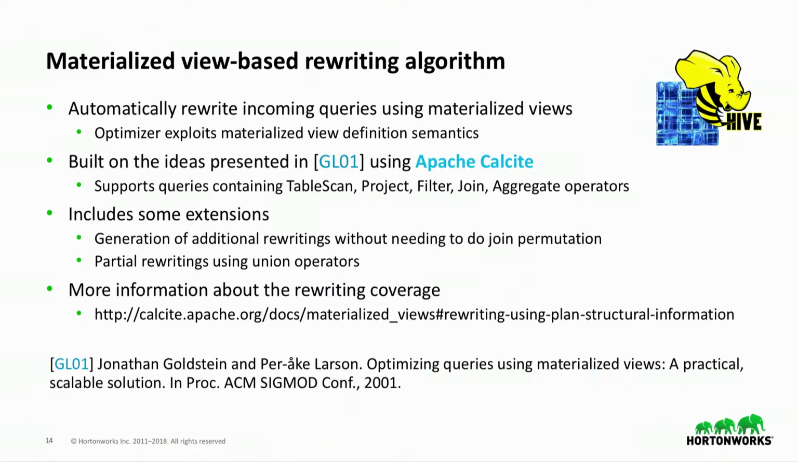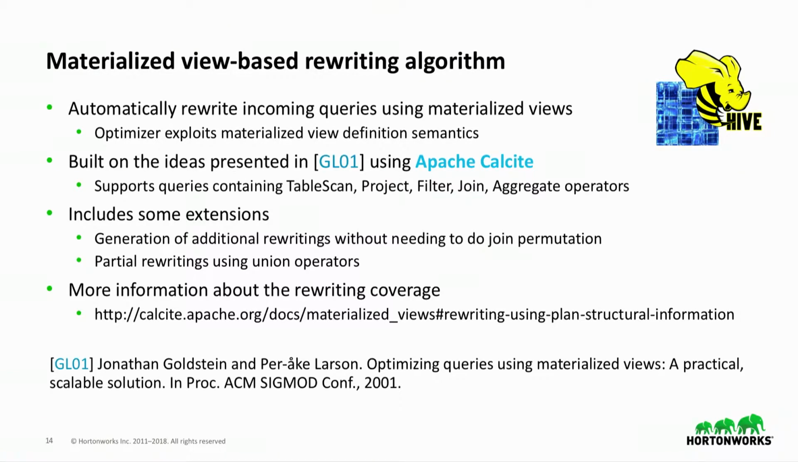So, the goal of the rewriting is just to automatically rewrite incoming queries using the materialized views without any other interaction by the user. This is done at the logical level. The optimizer will exploit the materialized view definition semantics. This is built on the ideas that are part of that paper. If you are curious to go into more detail, the rewriting itself is implemented in Calcite.